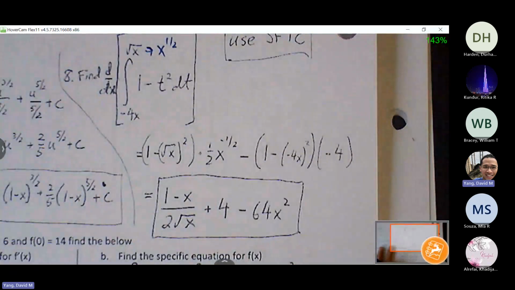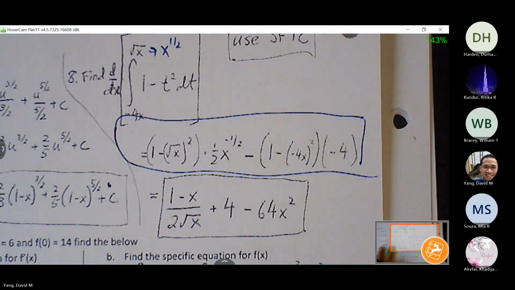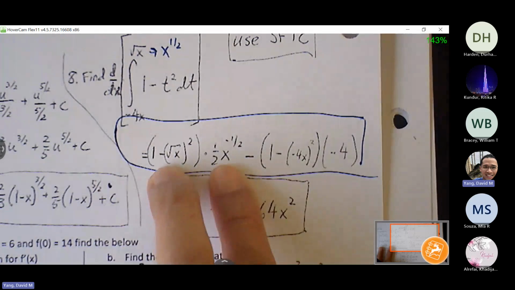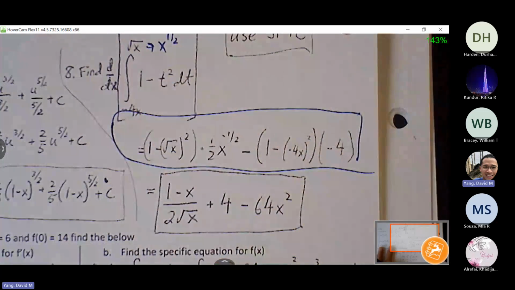Can you leave it in this form? Yeah, this is fine. I don't simplify. You don't have to show any steps, basically. This is your step right here. This is showing that you're applying the second theorem.